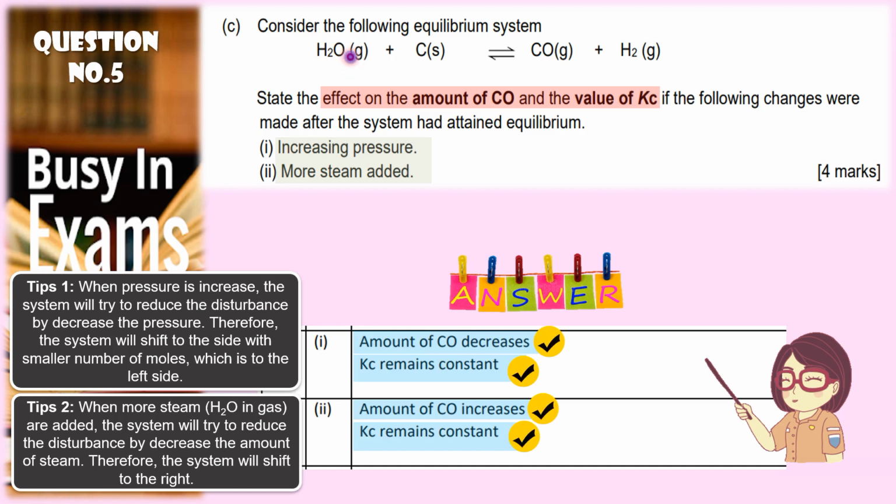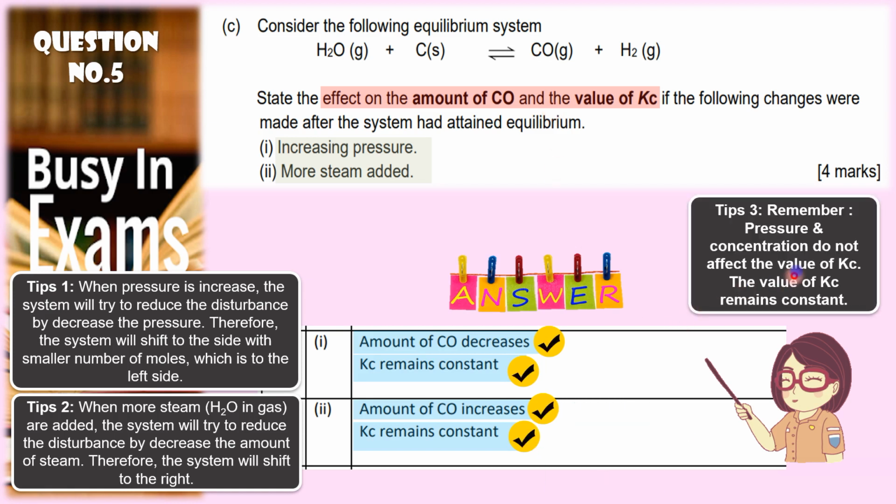So the system is trying to reduce the disturbance by decreasing the amount of steam. Okay. So therefore the system will shift to the right. Shift to the right, so amount of CO will increase. However, value of Kc does not change. Remember, Kc does not change. Okay, for pressure and concentration, do not affect the value of Kc. Value of Kc remain constant. So mark number 3 is the refer to the amount of CO increase, and Kc remain constant. Mark number 4.